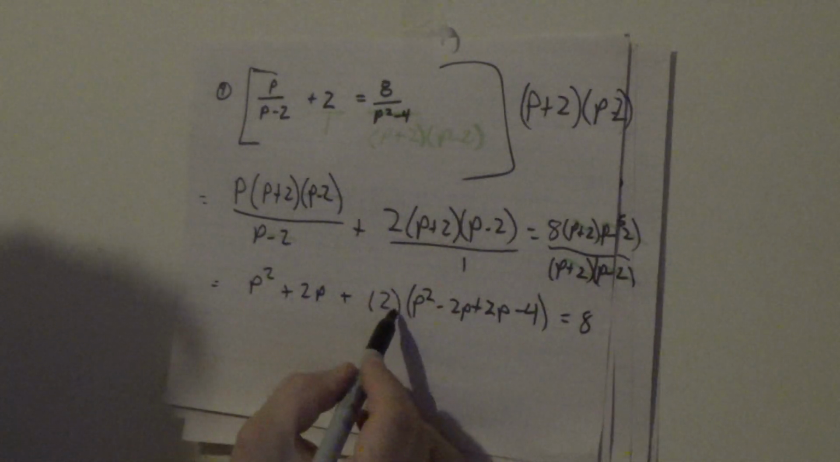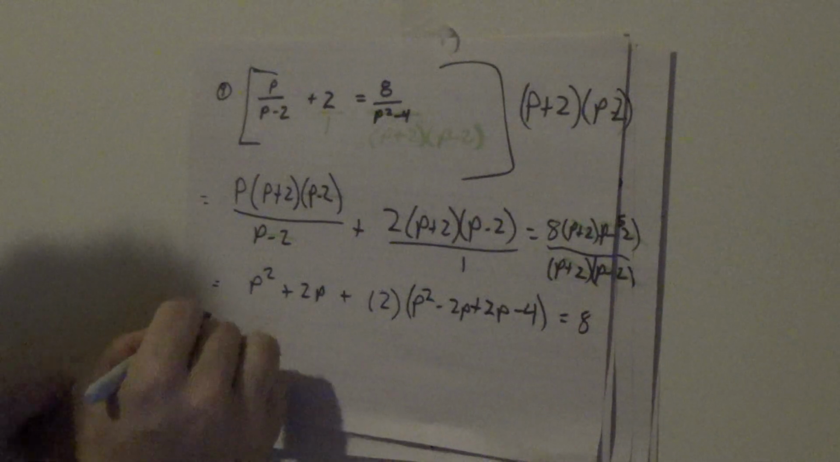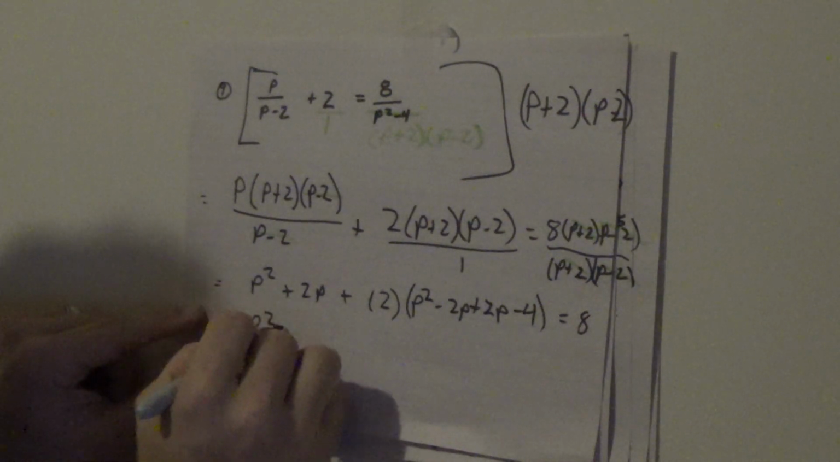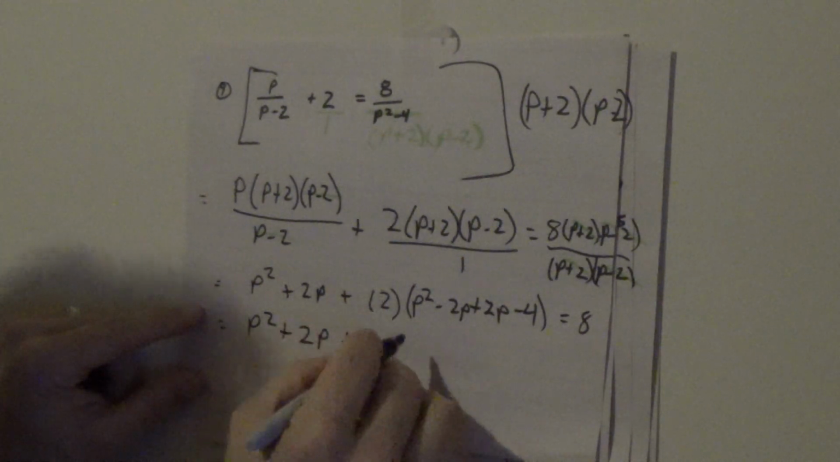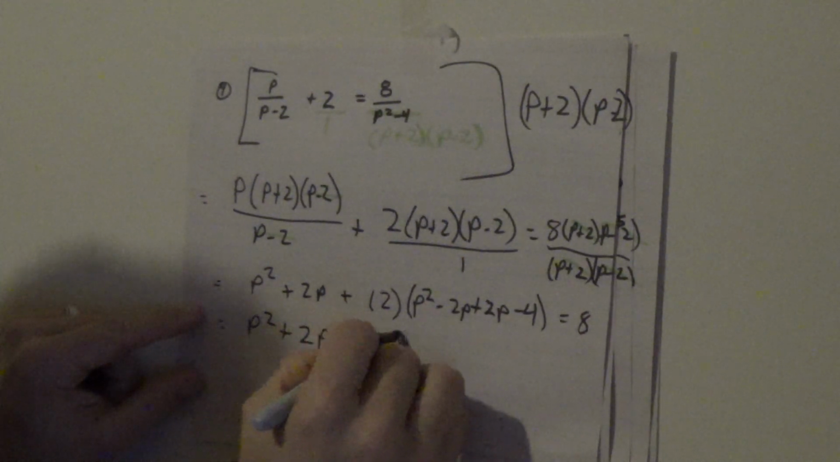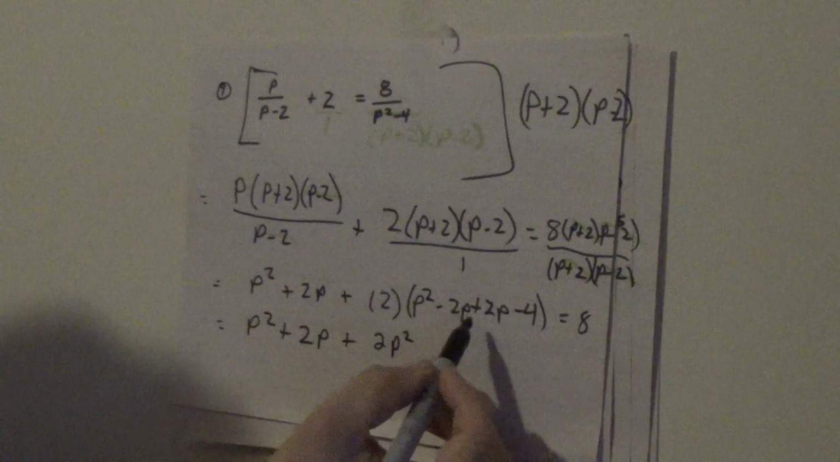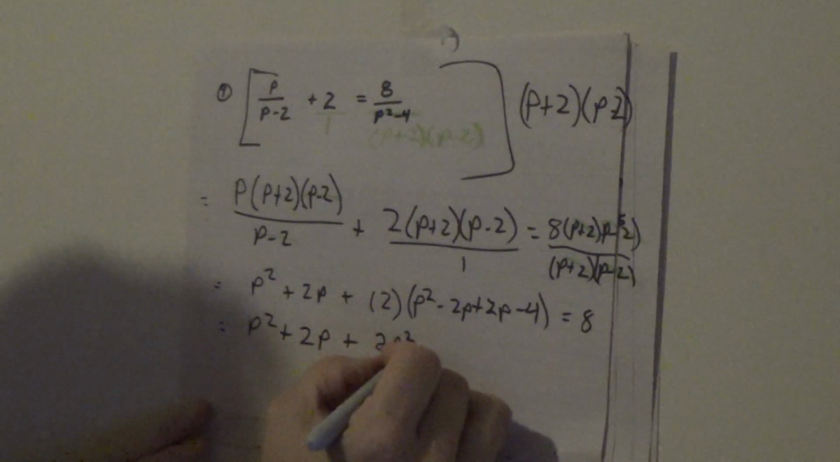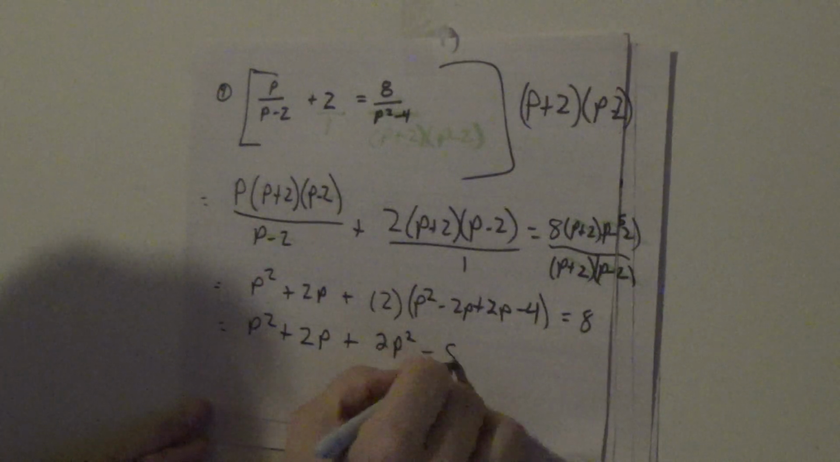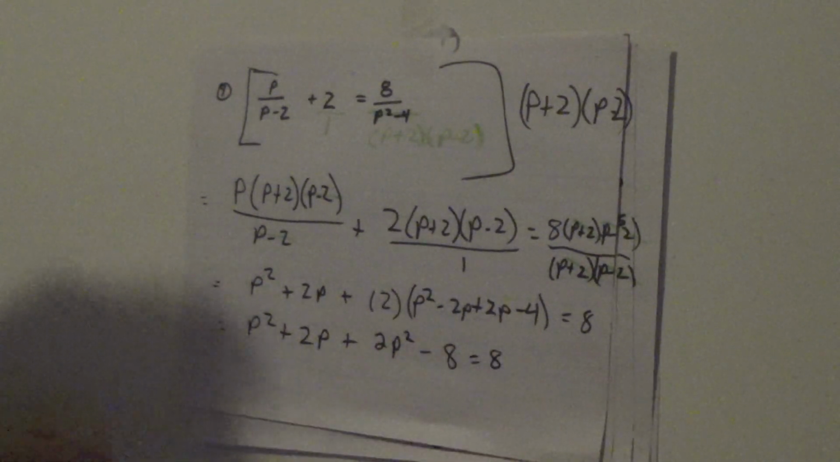We have to then distribute the 2 into there, so I'll do that in the next line. p squared plus 2p plus, let's see, 2p squared. The minus 2p plus 2p will get rid of each other. And 2 times negative 4 is negative 8, equals 8.